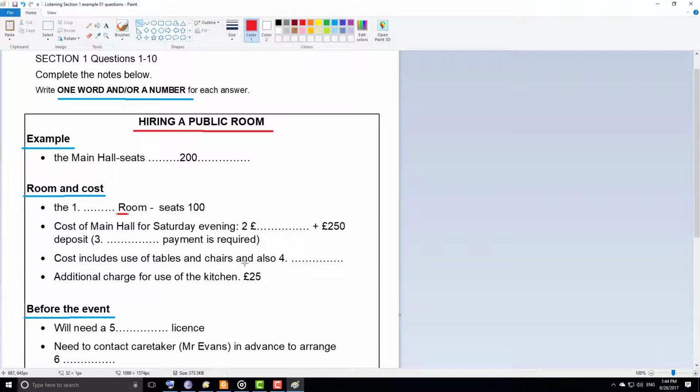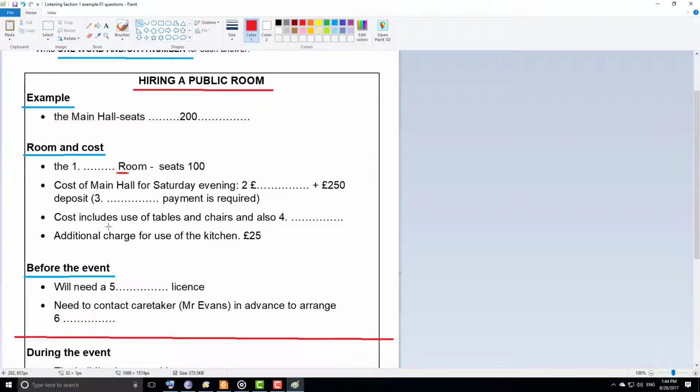Number 4, here it says the cost includes the use of, well, here we have tables, chairs, noun, and also, so it's going to be a noun, we know that. In fact, most of the questions throughout the IELTS test require nouns as answers.